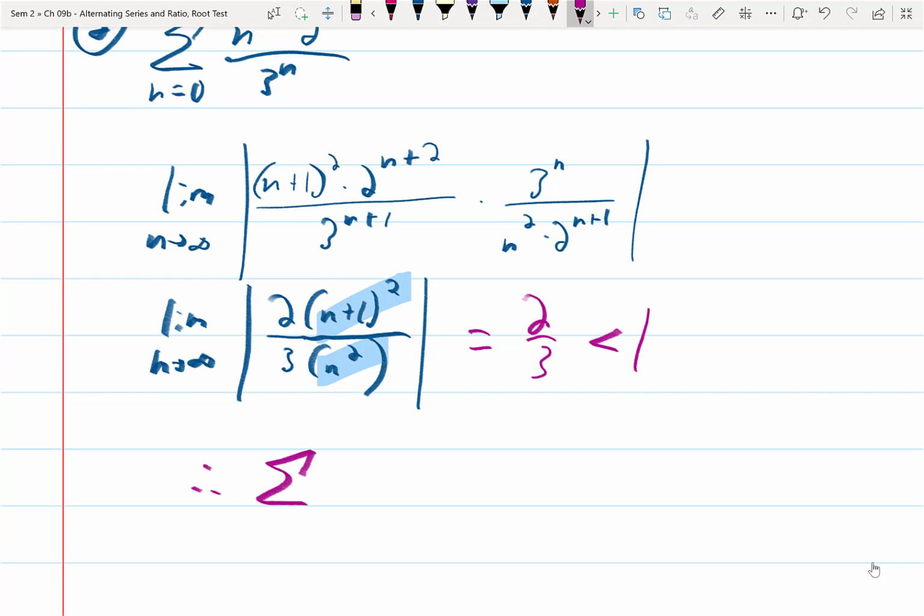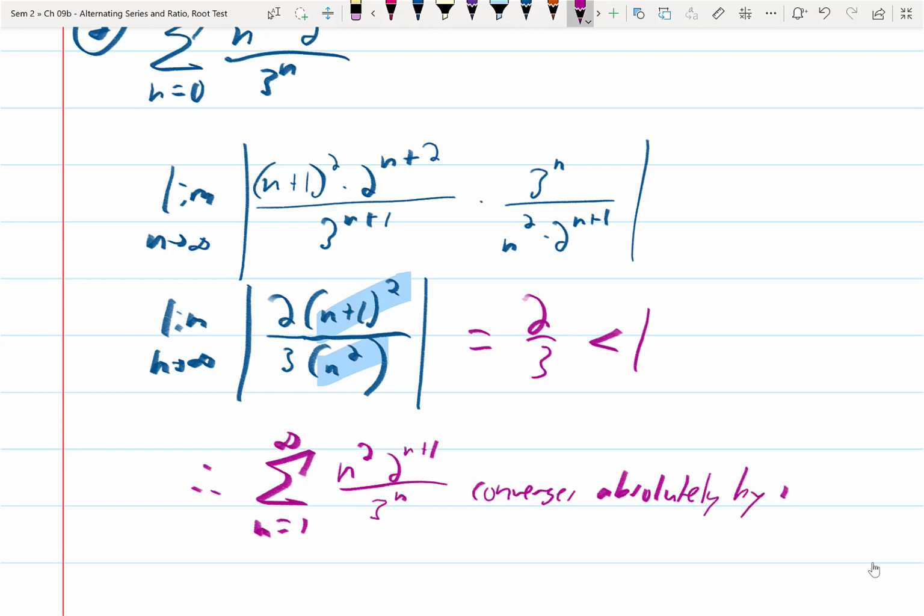Therefore, the sum from n equals 1 to infinity of n squared 2 to the n plus 1 over 3 to the n converges, and it converges absolutely by ratio test.